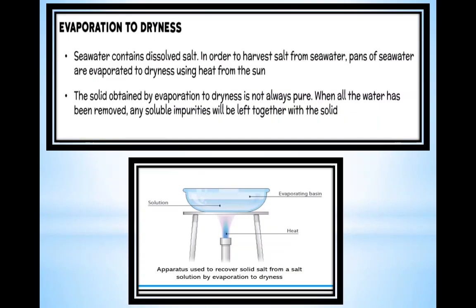Evaporation to dryness. Seawater contains dissolved salt. In order to harvest salt from seawater, pans of seawater are evaporated to dryness using heat from the sun. The solid obtained by evaporation to dryness is not always pure. When all the water has been removed, any soluble impurities will be left together with the solid.